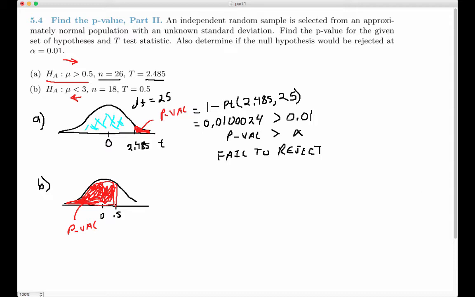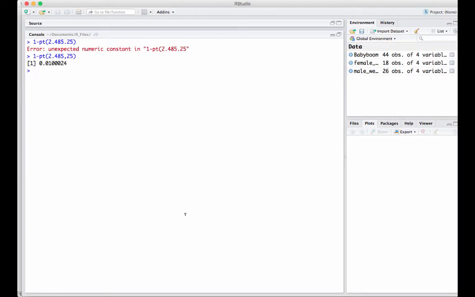So the command here to find that, well, we need to know what our degrees of freedom are, so let's take a quick stop and do that. Our degrees of freedom here are equal to 17. So to find that shaded region, we're simply going to use pt this time. I don't need to do 1 minus pt. I'm going to put in 0.5 and my degrees of freedom 17. And the number it's going to return to me will be the corresponding p-value.